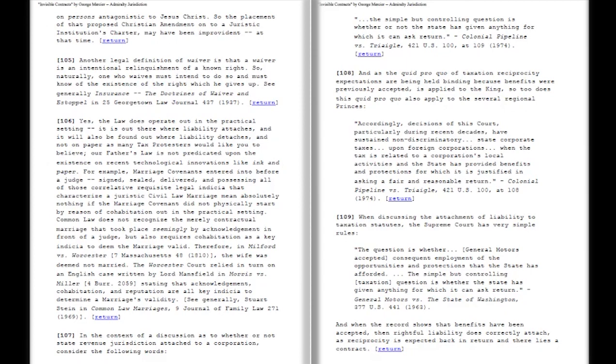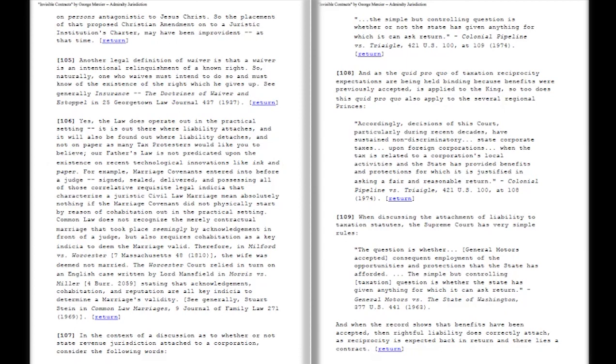Accordingly, decisions of this court, particularly during recent decades, have sustained non-discriminatory state corporate taxes upon foreign corporations when the tax is related to a corporation's local activities and the state has provided benefits and protections for which it is justified in asking a fair and reasonable return. Colonial Pipeline versus Triangle, 421 U.S. 100 at 108, 1974. Return.